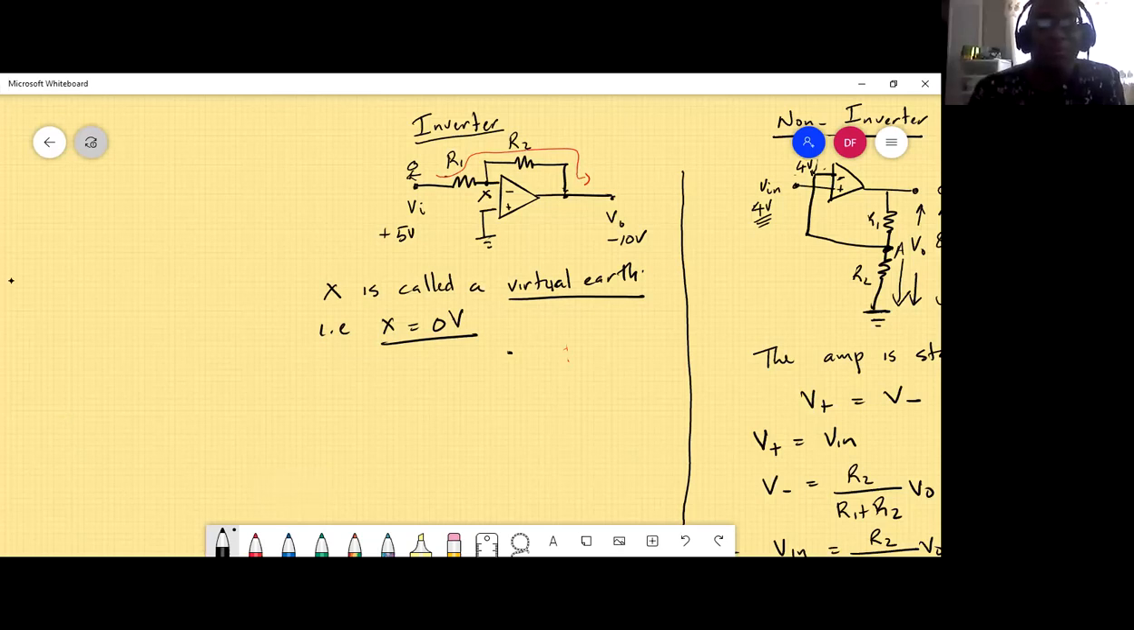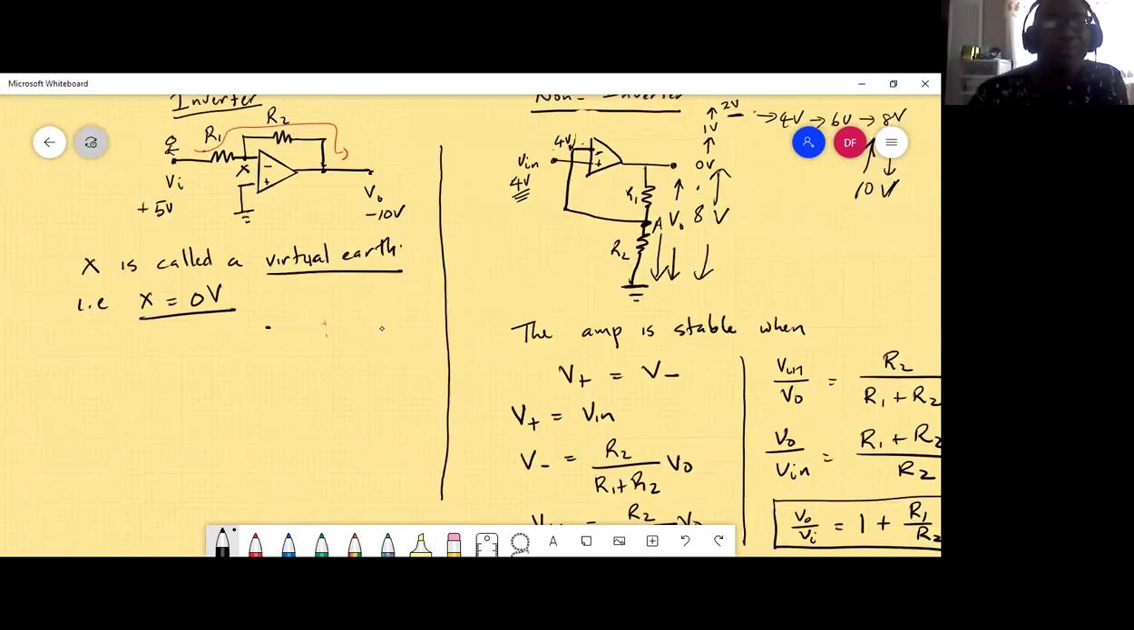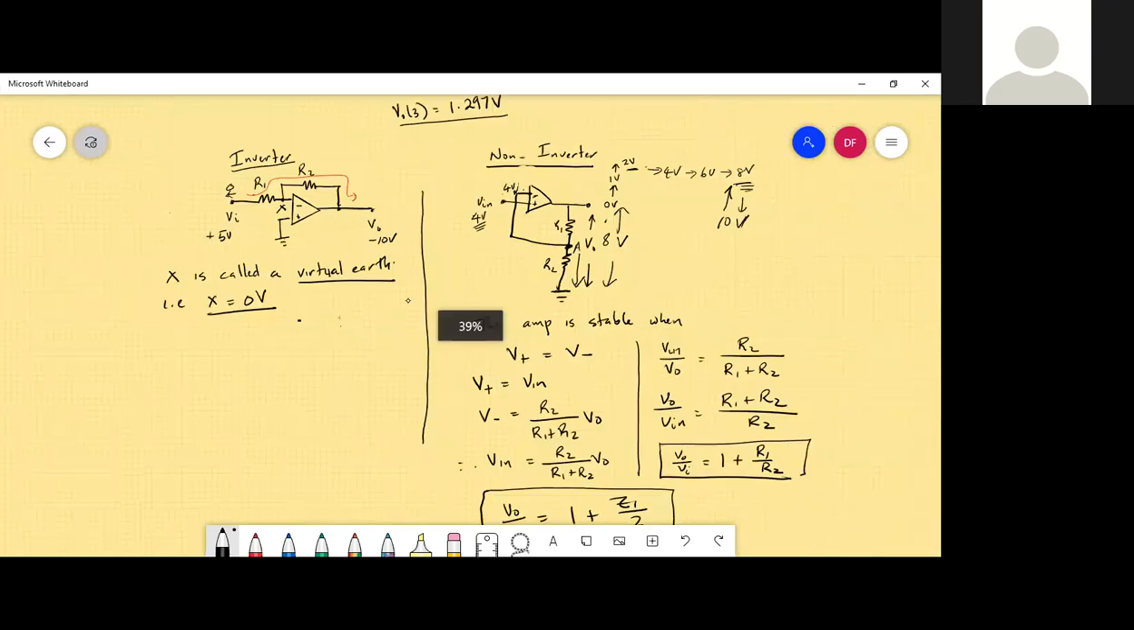Sir, could you bring the page over a little bit to the right so I can write out what is on the non-inverter part? Oh, sir, I got disconnected.